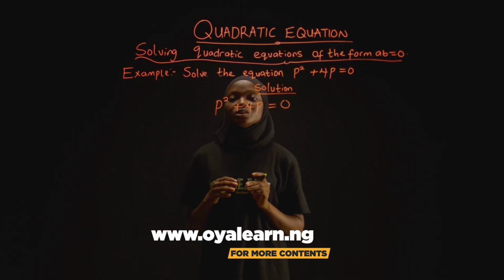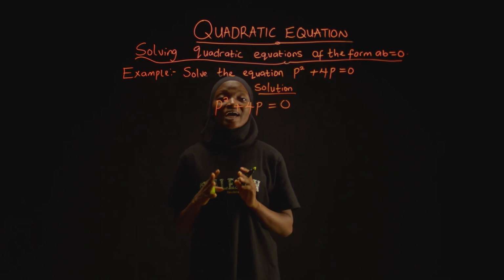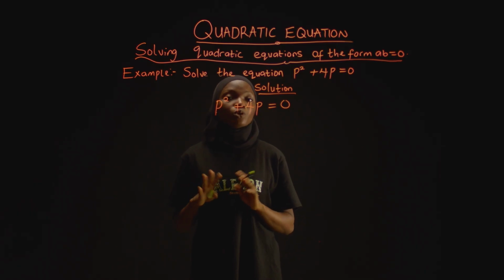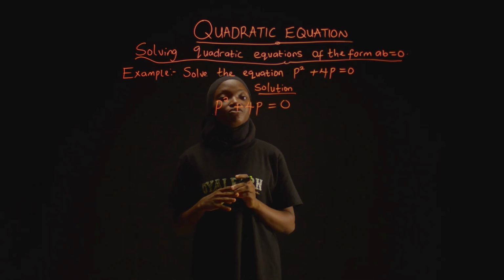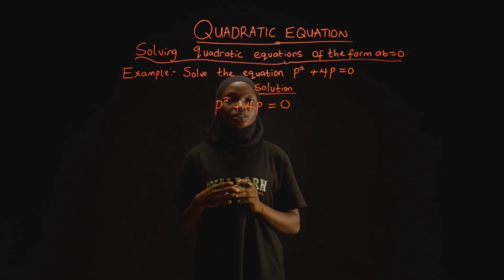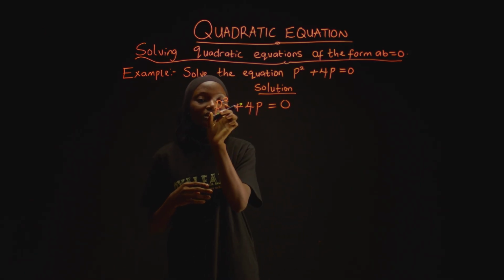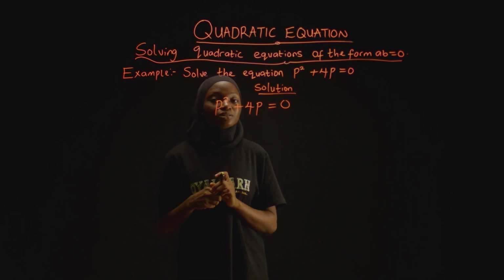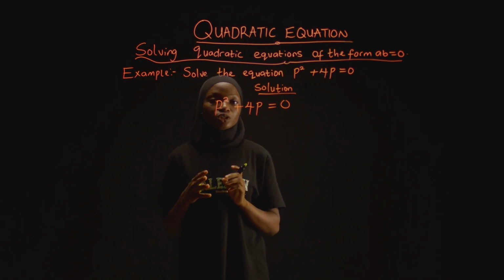Now to do this, we just need to factorize so that we can have a form of two expressions multiplying each other to give us 0, just like the form ab equal to 0. So to do that, we just need to factorize. And to factorize, we look at these terms and figure out what factor is common.